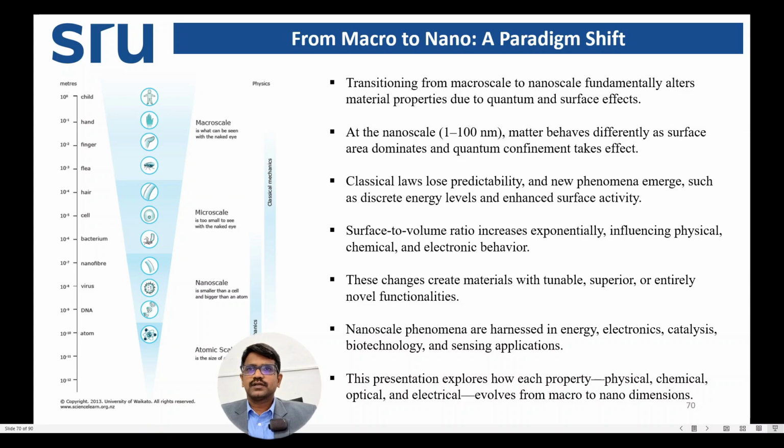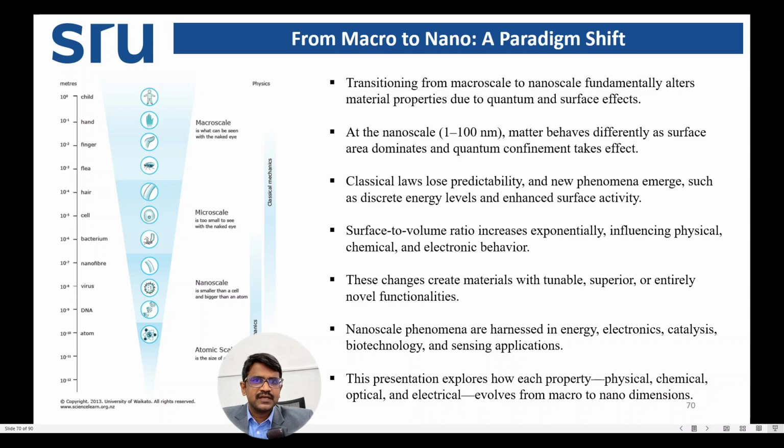Okay, let's start with this picture. Coming to the nano size: nanofibers, virus, DNA. These are all under nanoscale. You can see 10 to the power minus 7, 10 to the power minus 8, 10 to the power minus 9. Usually 1 nanometer is equal to 10 to the power minus 9 meters. It is under nanoscale.